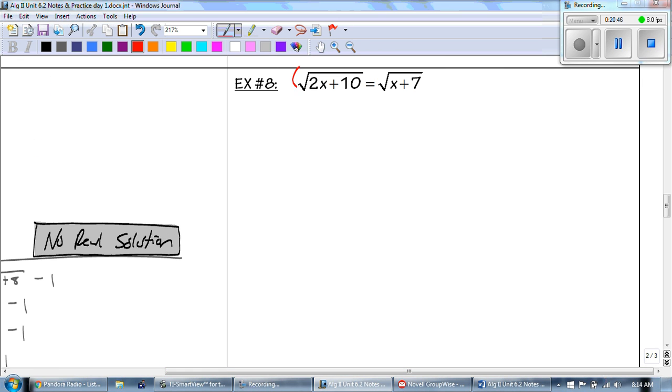Okay, so here we go. We're going to square both sides. We get 2x plus 10 equals x plus 7. We got to subtract the x from both sides. 2x minus x is, yeah, it's just x. X plus 10 equals 7, so we subtract the 10 from both sides, and we get that x equals negative 3.